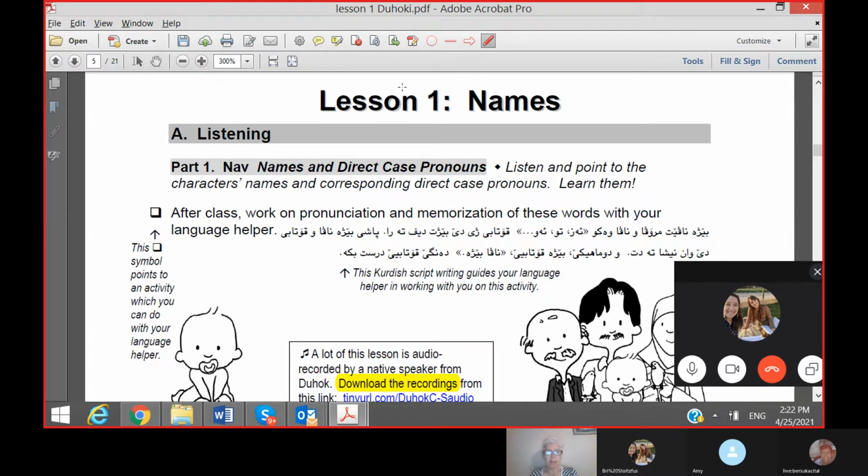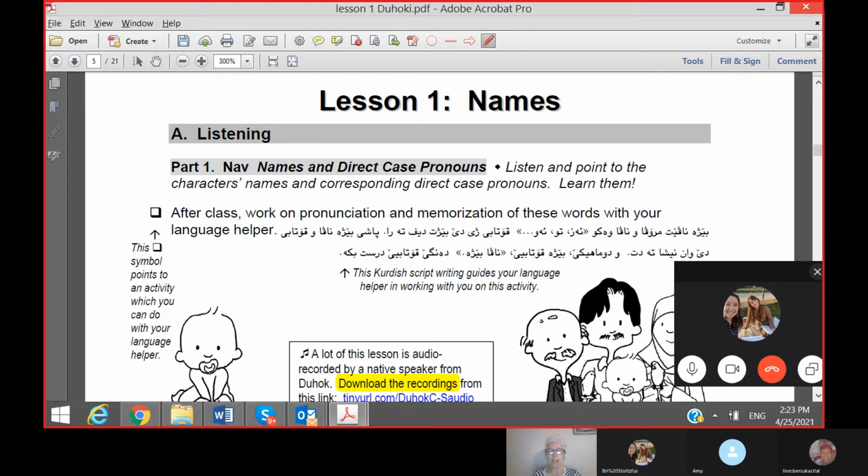So this little symbol over here points to an activity which you can do with your language helper after class. So a lot of these have this little box right in the margin, and that's what you're going to use afterwards with your language helper. Also, there's Kurdish script writing here. That's not for you. That's for your language helper. In case your language helper doesn't read the Latin script or doesn't read English, that will give your language helper some instructions to know what to work on with you when you work on that later.